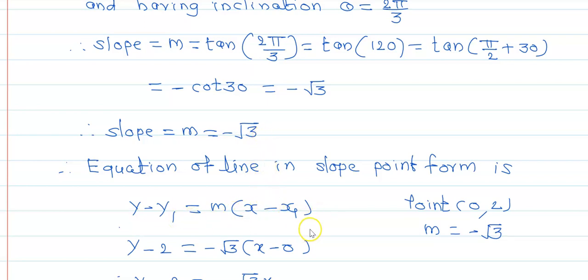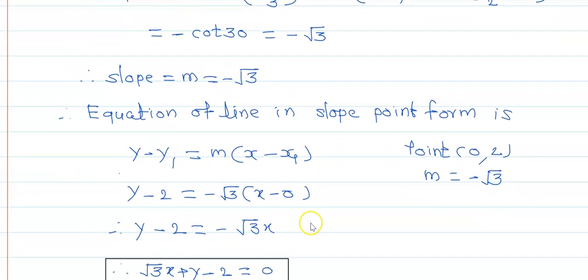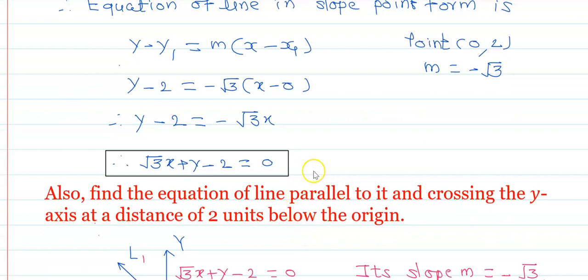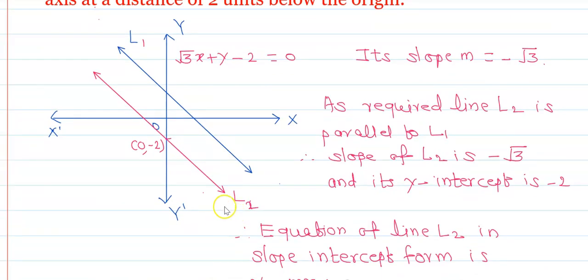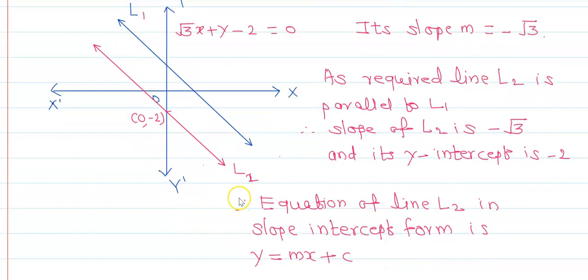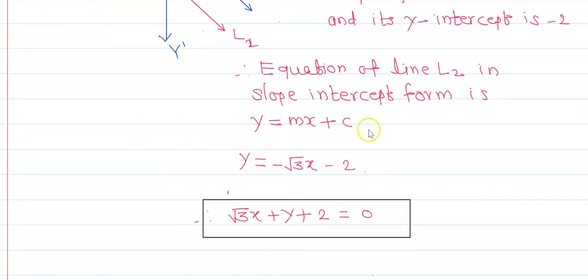Apply the slope point form. Therefore, this is the equation. Or you may apply the slope intercept form also where applicable. The second line is parallel to this first line L1, and has the same slope. Having the y-intercept below the x-axis as 2, therefore the point is 0, minus 2, and therefore the equation in slope intercept form. Okay. And this is the answer.